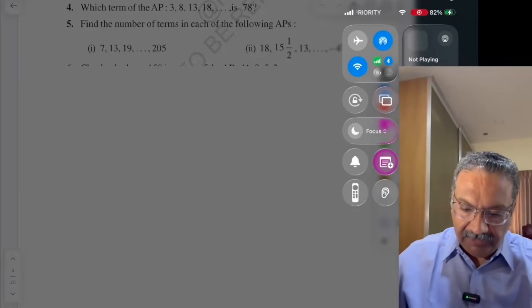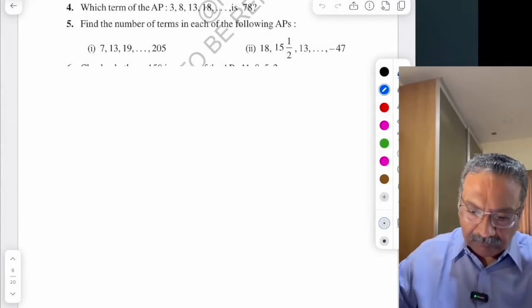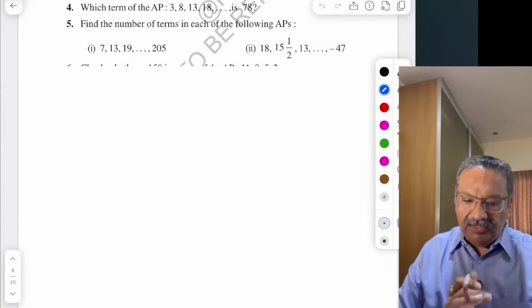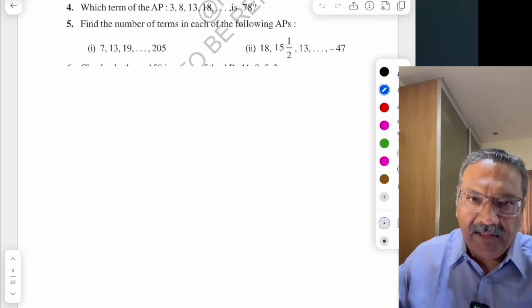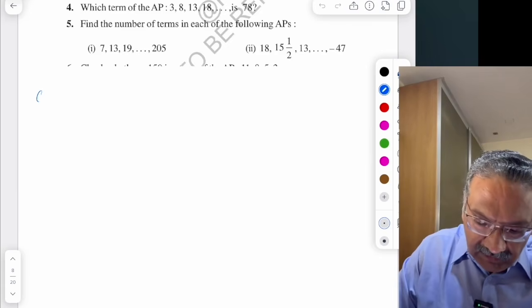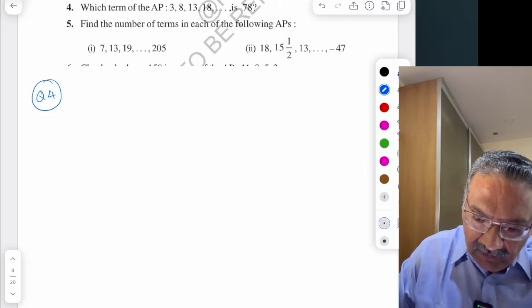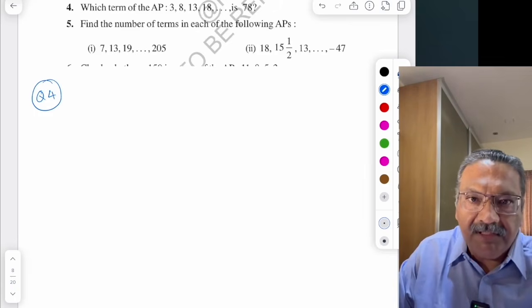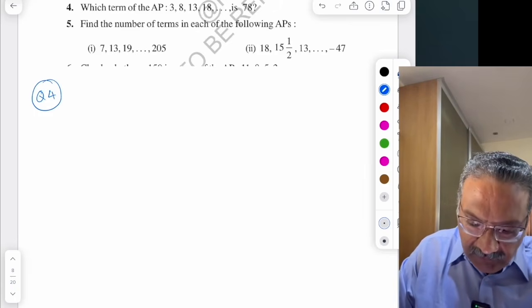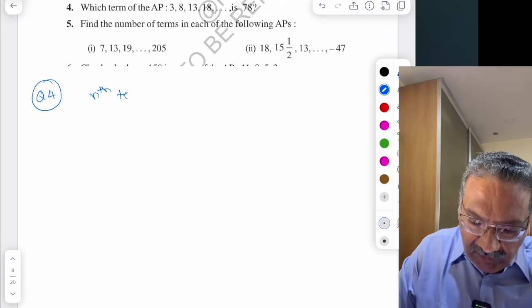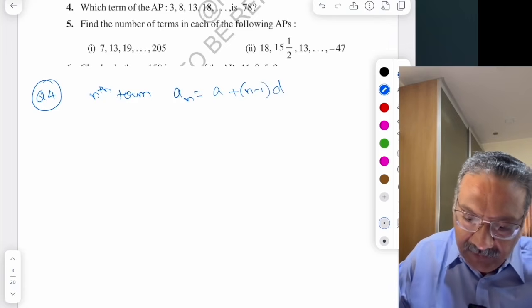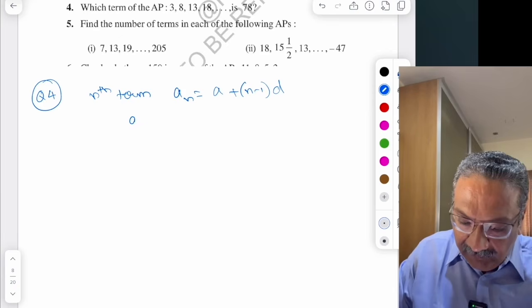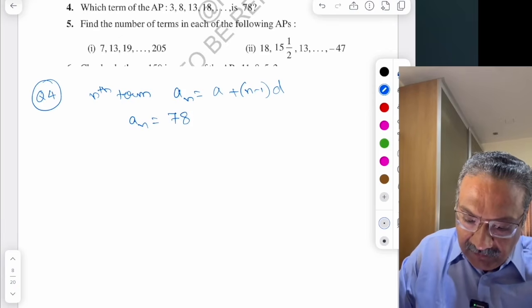Let us come to the next question, question number 4. Which term of the AP 3, 8, 13, 18 is 78? They have given an AP, they are asking which term is 78. So here for the nth term the formula is nth term of an AP, an is equal to a plus n minus 1 into d. They have given an to be 78.